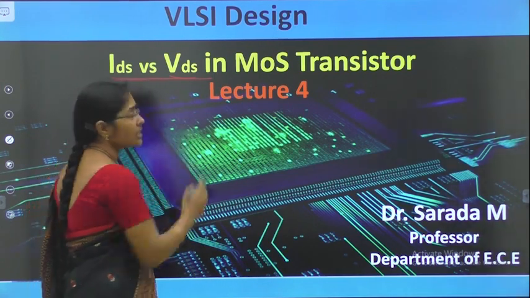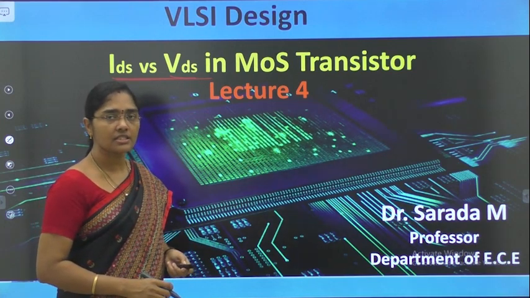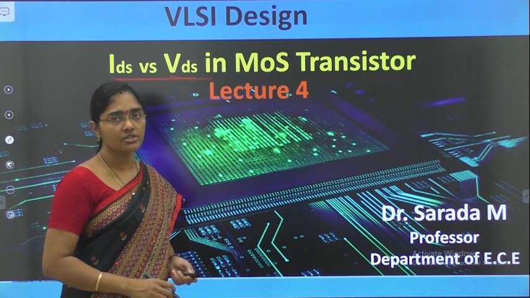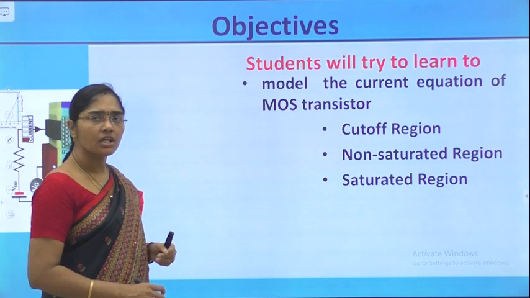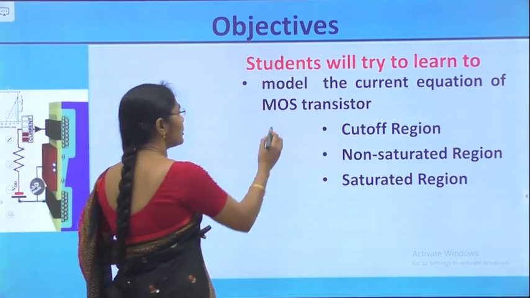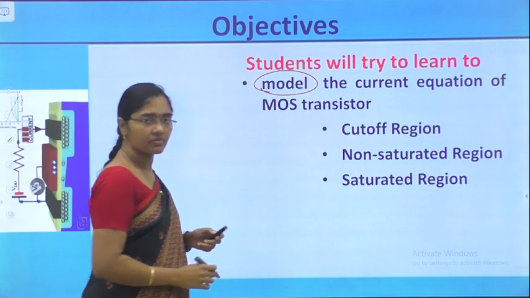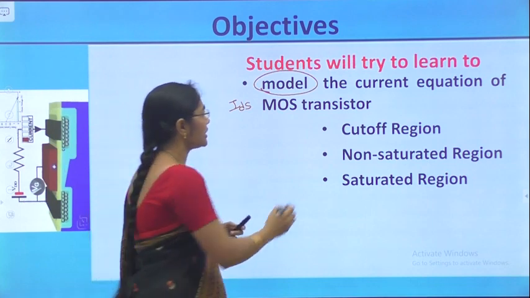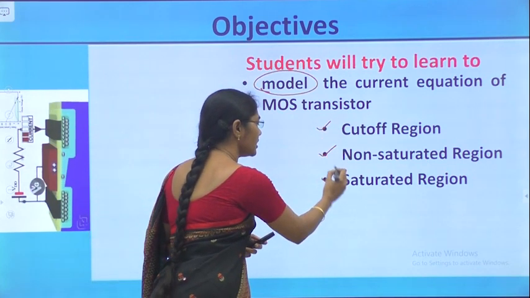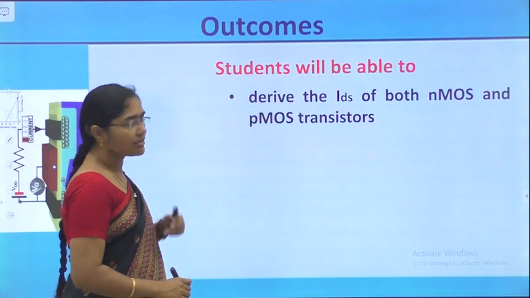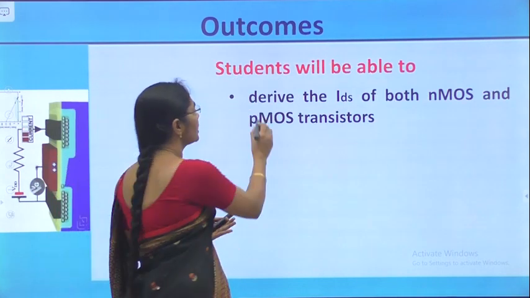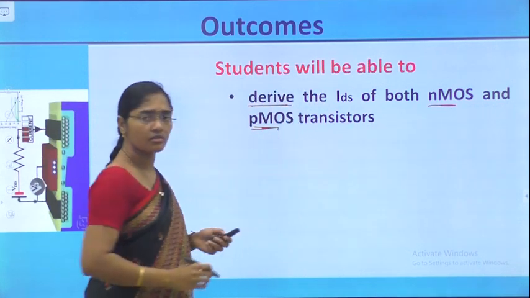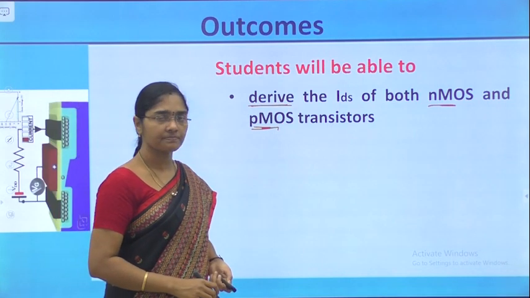In this lecture we are going to see the derivation of current, that is IDS, in the nMOS transistor and PMOS transistor of all the enhancement depletion types. Objective of this lecture is, you are going to model the current equation, that is IDS equation, in three regions of cutoff, non-saturation and saturation regions. After learning this, you will be able to derive the current equation for both nMOS and PMOS transistors of the type of enhancement and depletion.